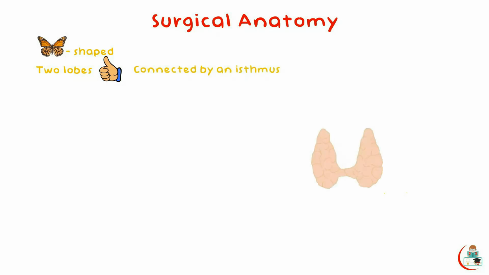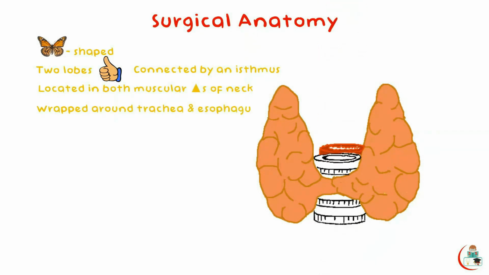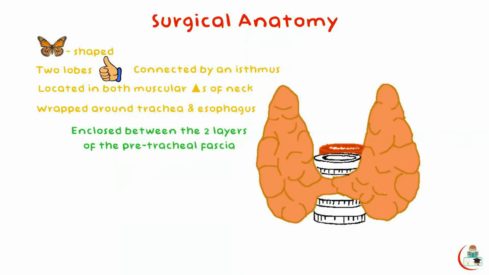Surgical anatomy. Thyroid gland is butterfly shaped. It is formed of two lobes, each is the size of a thumb, connected by an isthmus. It is located in both muscular triangles of the neck. It is wrapped around the trachea and the esophagus, just below the thyroid cartilage. The thyroid gland is enclosed between the two layers of the pretracheal fascia. The latter is attached to the thyroid cartilage and hyoid bone. This explains why the thyroid gland moves up and down with swallowing.